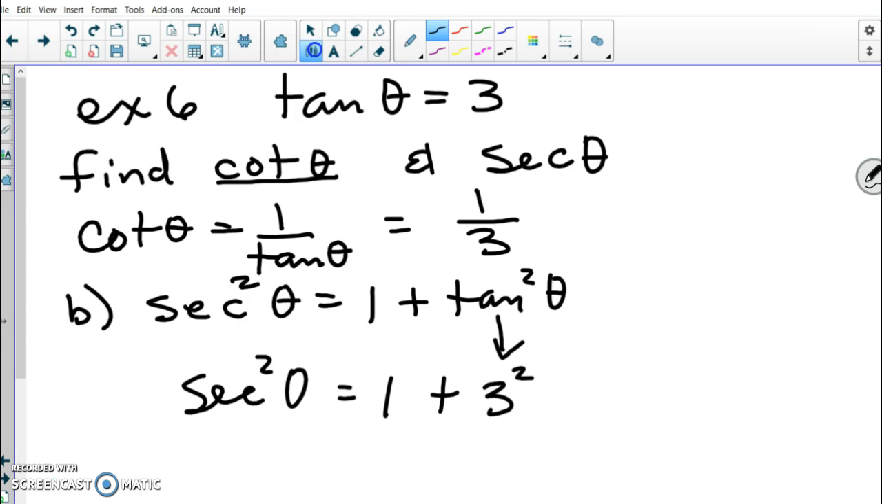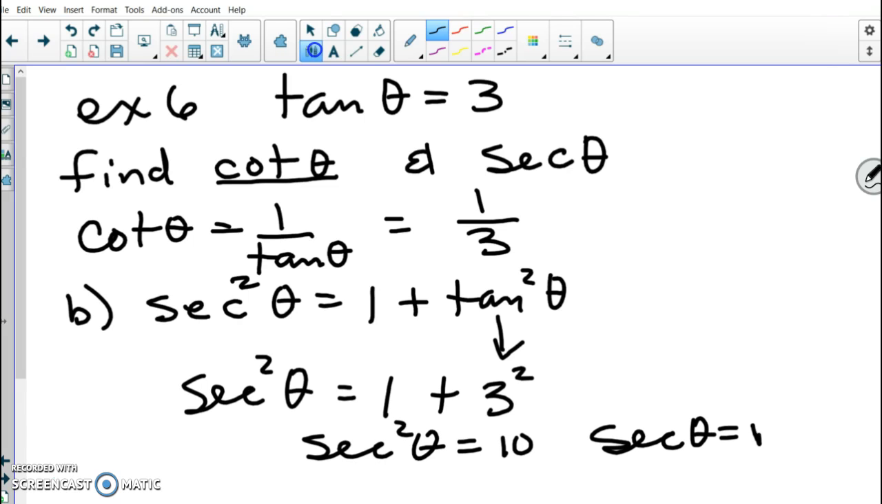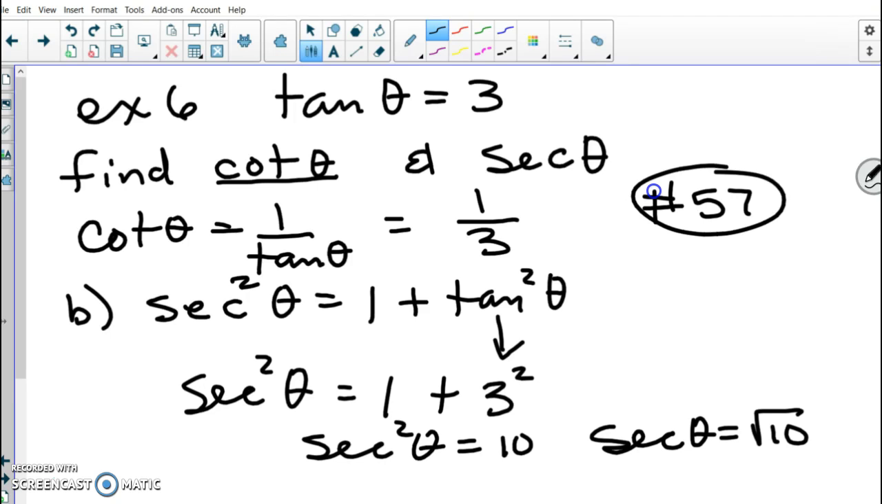Secant squared theta is equal to 1 plus 9. Secant squared is equal to 10. Therefore, secant theta is equal to the square root of 10. Please try exercise number 57, and we'll go over the solution.